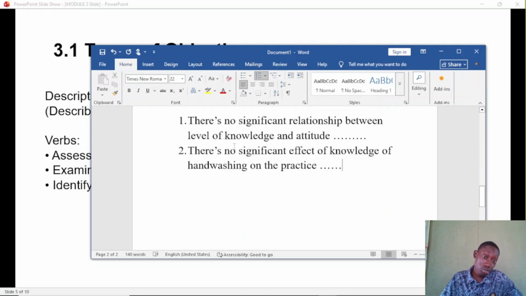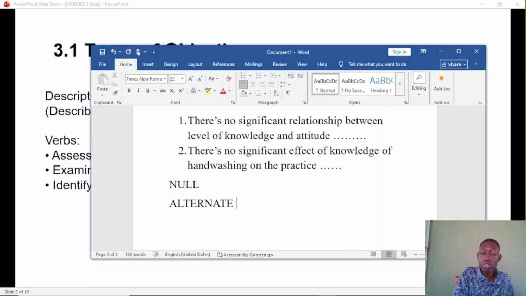These are both null hypotheses because they have no. So they are both null hypotheses. Null, N-U-L-L. We also have the alternate hypothesis. You get now. If null means no or empty, then alternate will be it exists.